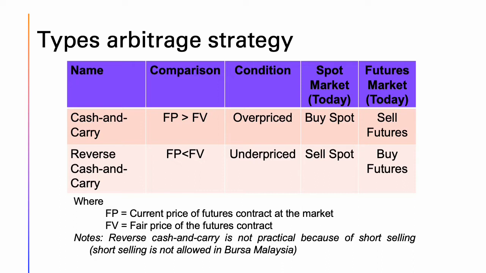When the futures price is less than fair value, that means you are in an underpriced market condition. So under an underpriced condition, you need to use the reverse cash and carry strategy. In the reverse cash and carry strategy, you need to sell spot. At the same time, you need to buy futures. But for FKLI in Malaysia, reverse cash and carry is not practical because short selling is not allowed in Bursa Malaysia. So we can only use one arbitrage strategy in Bursa Malaysia, which is the cash and carry strategy.